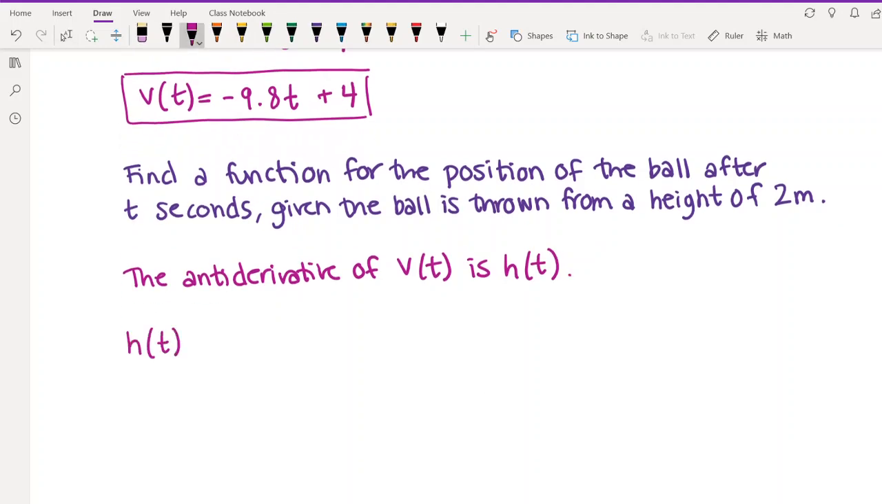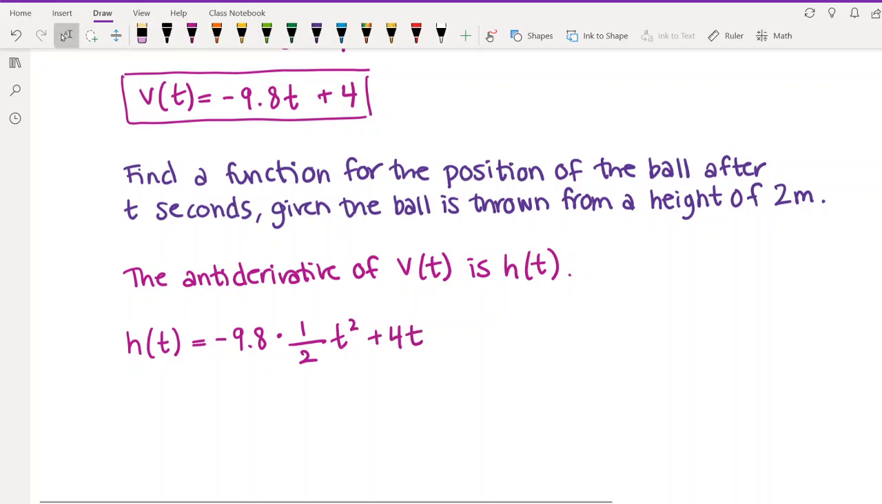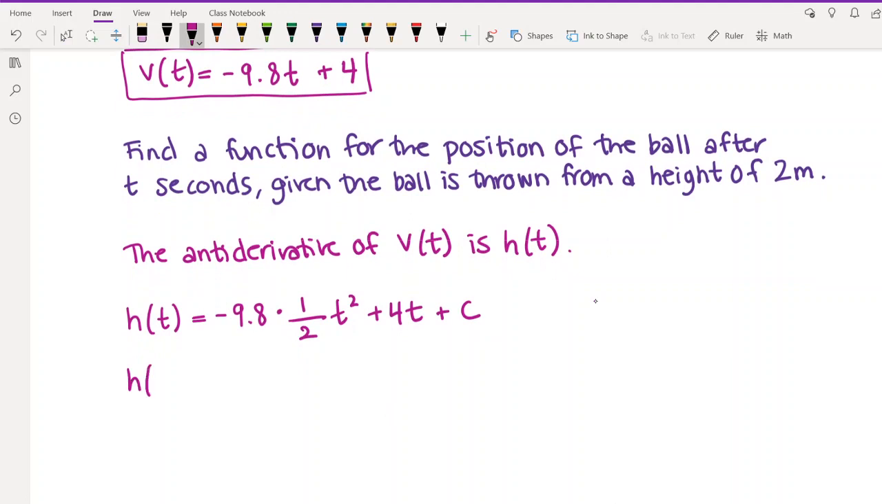So h of t is going to be equal to, so we need to take the antiderivative of negative 9.8 t. So that's going to be negative 9.8 times 1/2 t squared. And then we have plus 4t. And then we can say plus c again. Or if you wanted to, you could use a different letter because we already used c, but it doesn't really matter. So let's simplify this a little bit. So this would be now negative 9.8 divided by 2. That is negative 4.9.